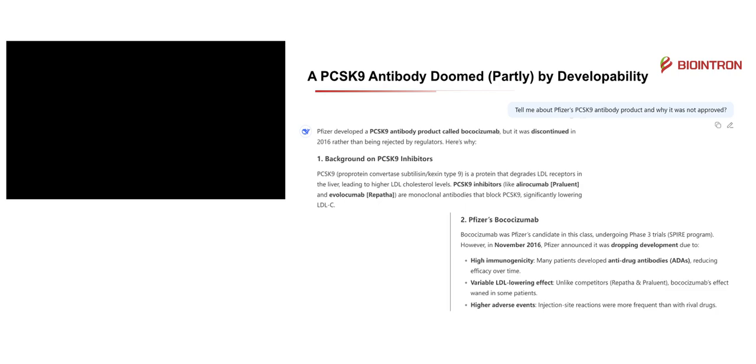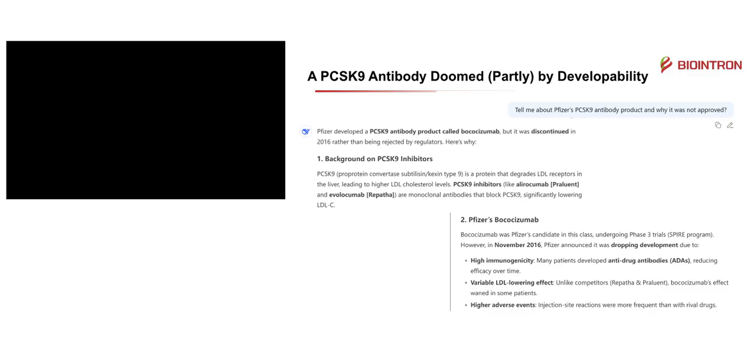But Pfizer's antibody, unfortunately, was withdrawn during a phase 3 trial, as shown on this page. And Pfizer disclosed the reasons as high immunogenicity, variable efficacy, and higher adverse events. Of course, every clinical project is quite complicated. There is no single reason pointing to the cause, right?